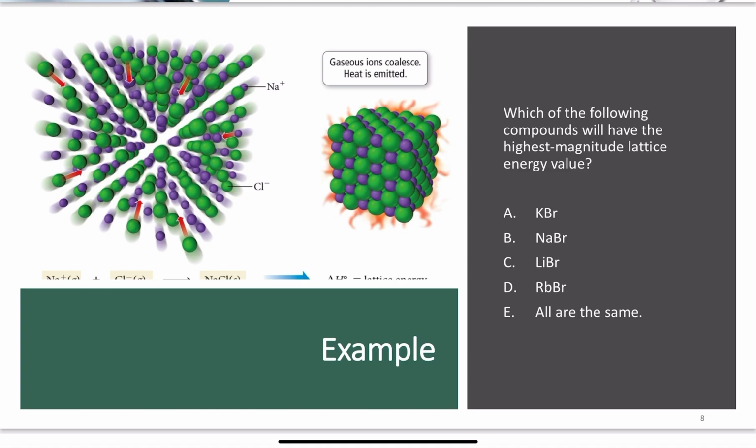We know that lattice energy depends on the charge and the size of the ions. So if I look here, I see KBr, K is a plus charge, Br is a minus charge. NaBr, plus minus, LiBr, plus minus, RbBr, plus minus. They're all bonded to bromine. They're not all the same though. Even though they all have the same charge, and they're all bonded to bromine, your cations are different sizes.